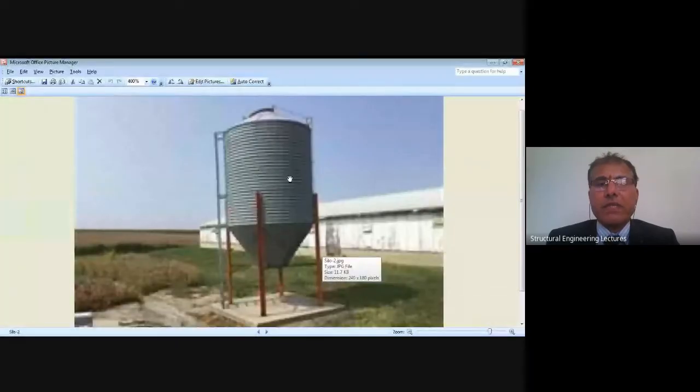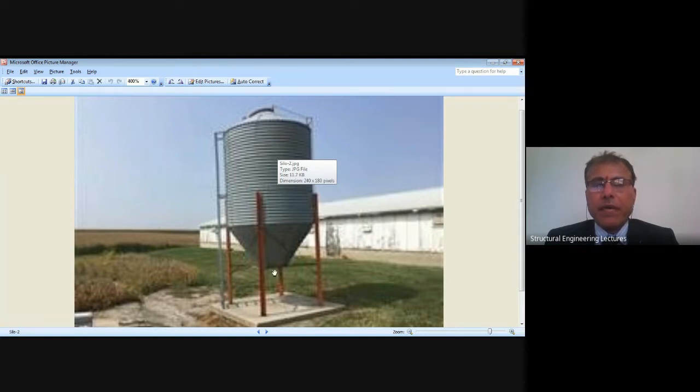This is a circular silo, which is resting on four columns, and this portion is what is called the hopper bottom, which is in the form of a truncated cone. Here there is an opening, and also at the top we have a conical top for protection of the material, and also there is an opening at the top so that the material can be dumped from the top, and the material can be taken from the bottom.